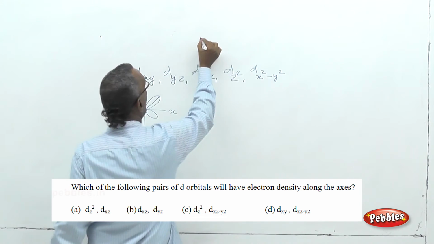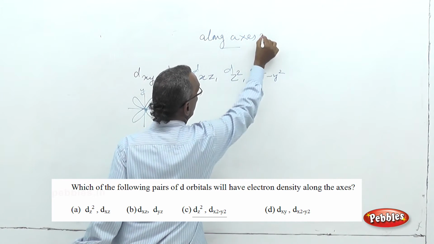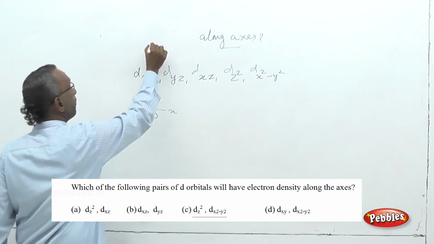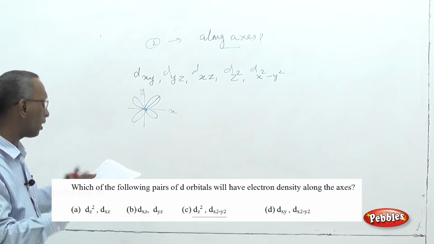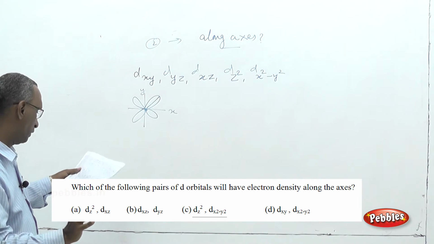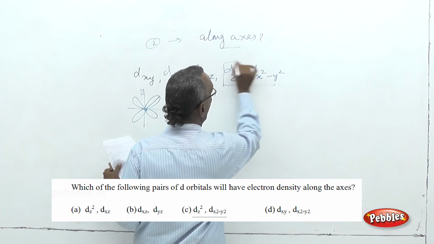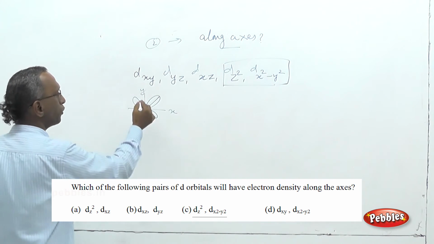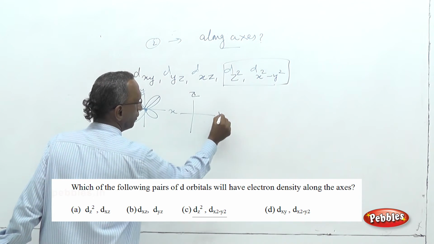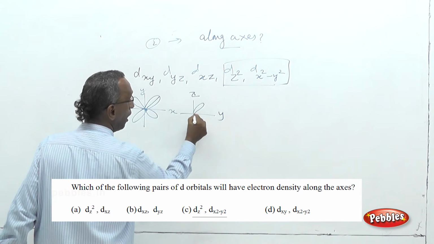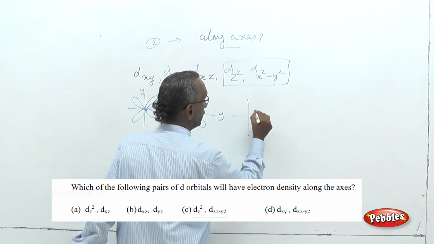The question is, how many d orbitals are along the axis? Out of 5 d orbitals, only 2 of them are along the axis. Which are they? Different choices are given. One of the choices is these 2. dxy is not along the axis. If you write yz, it will also be in diagonal fashion. You have to remember xz.